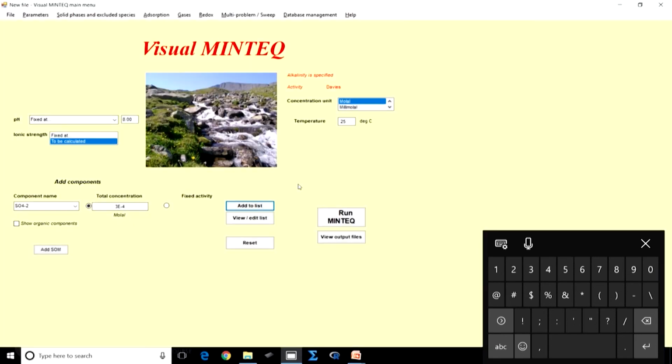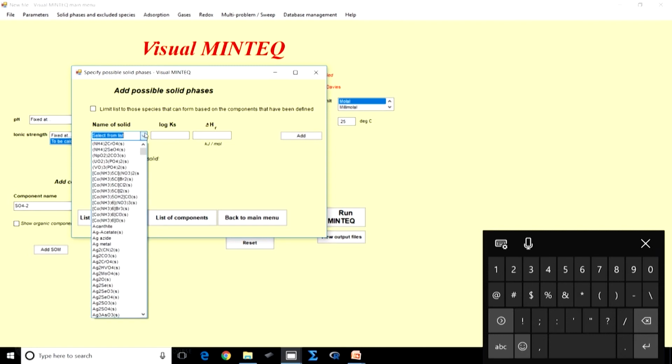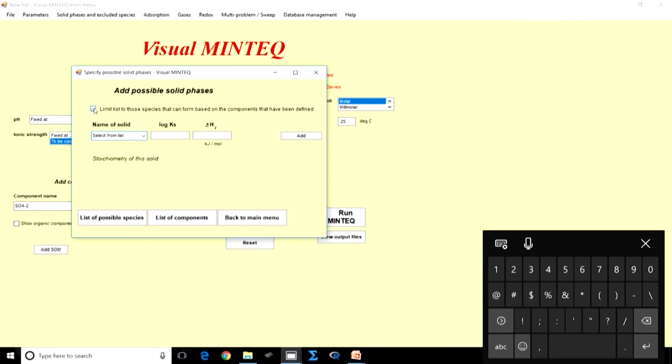And here, am I done with it yet? Not really, because I need to specify the possible solid phases, right? So here, limit to those species, otherwise if I don't use this particular option as we talked about, we are going to have all the possible solids for all the different types of components. Well, that's an exhaustive list. So I'm going to ask Visual MINTEQ to limit the choice to those solids that would be present based on the relevant components we chose.